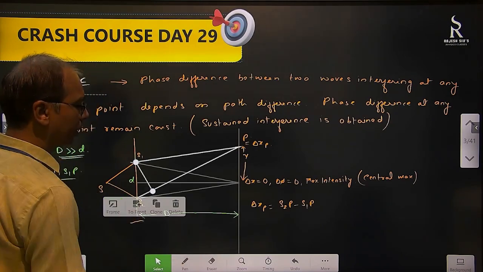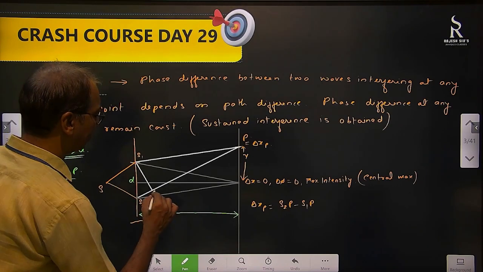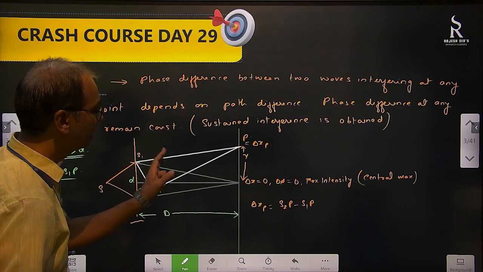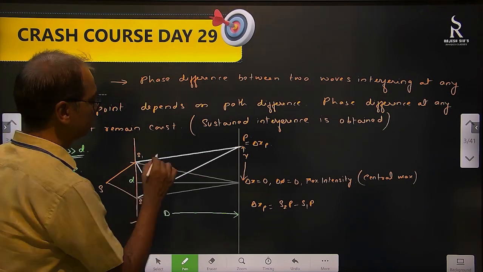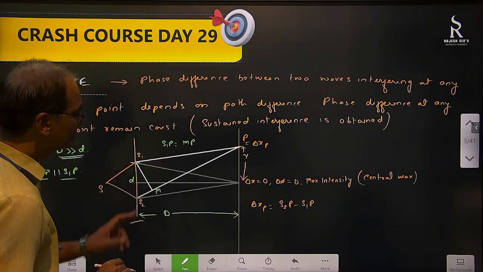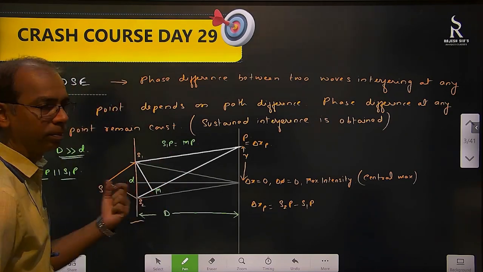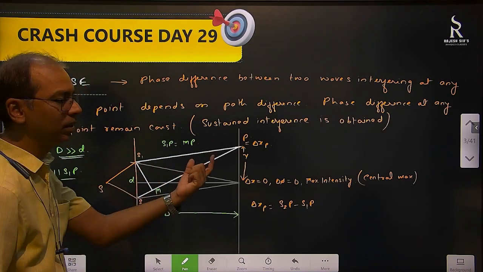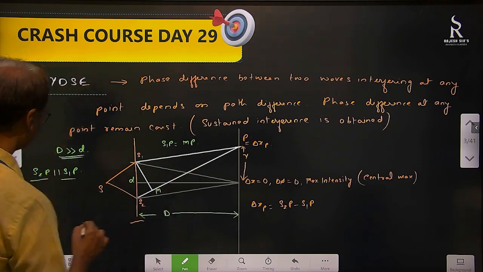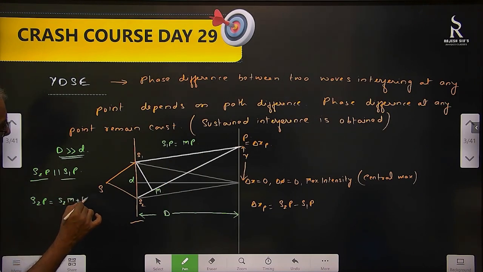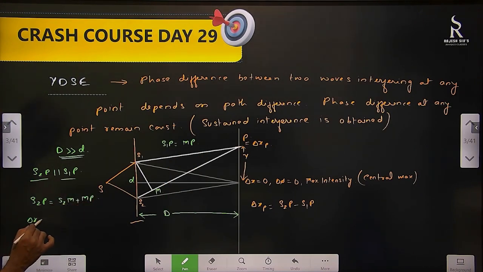Now, after dropping the perpendicular, let's put a name over here, let's say M. Now what can we say? I will say that S1P and MP are equal. Then what is delta x? The delta x at P will be S2M, because S1P and MP are equal. S2P is S2M plus MP. Then delta x, which is S2P minus S1P.